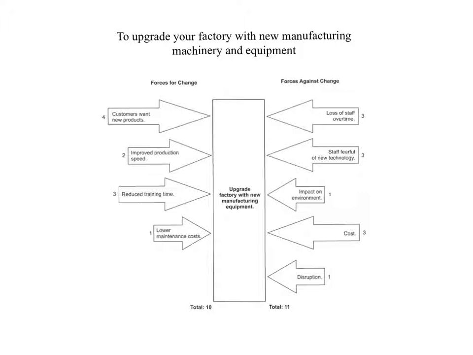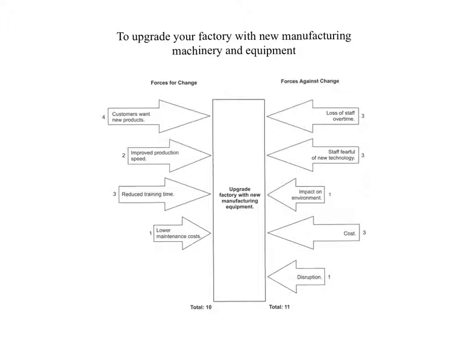But imagine this scenario. The decision that needs to be made is to upgrade the factory with new manufacturing machinery and equipment. So there's lots of valid reasons for the change. For example, customers want new products, and perhaps the factory will allow that and facilitate these new products and the product development. Again, it'll boost the production speed, increase productivity, reduce training time, and lower the maintenance costs. Now, they've placed a weighted value on this. How they come up with this weighted value, again, depends on the firm and the way they've collected this data, but it adds up to 10.